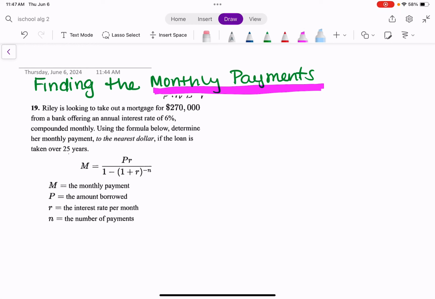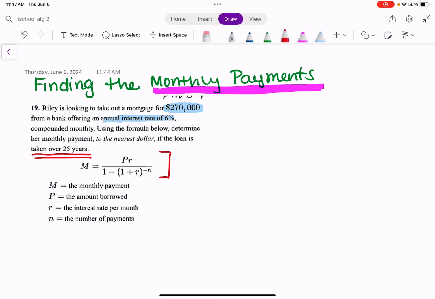So in this question, Riley is looking to take out a mortgage for $270,000 from a bank offering an annual interest rate of 6% compounded monthly. Using the formula below, determine her monthly payment to the nearest dollar if the loan is taken over 25 years. Okay, so we're going to use this formula.